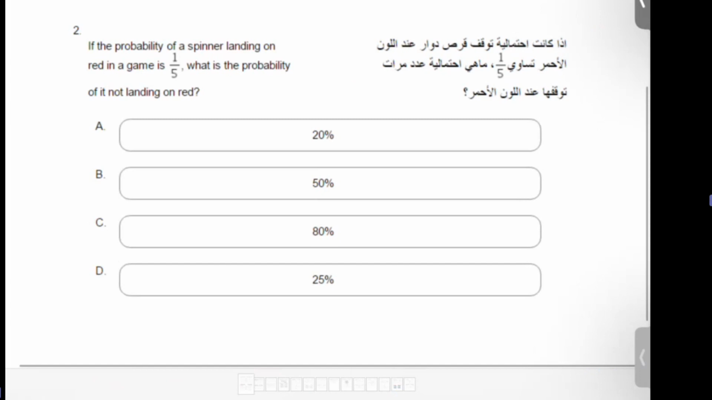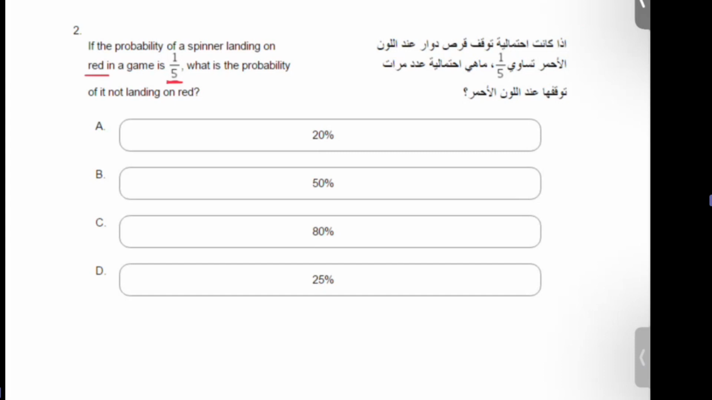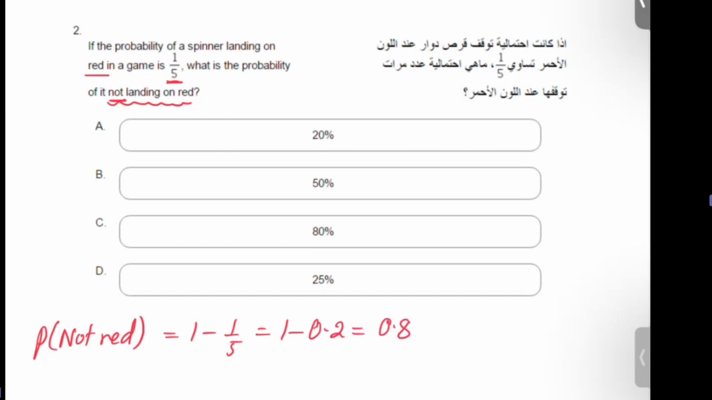This is question number 1. In question number 2, he's asking about the probability of the spinner landing on red. What is the probability of not landing on red? We have to highlight not landing on red. Thus the probability of not red is basically 1 minus 1 over 5, or 1 minus 0.2, which is going to be 0.8. Because we have percentages, we multiply the answer by 100%, and it's going to be 80%. Thus the answer will be C, because he's asking not landing.